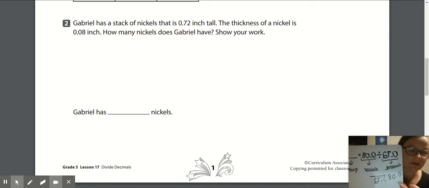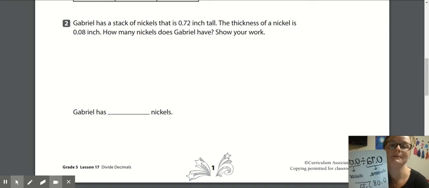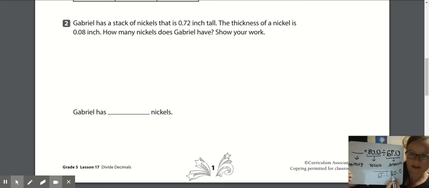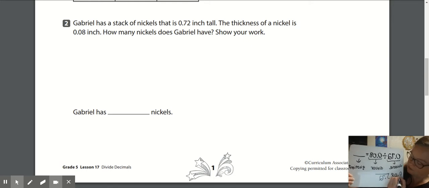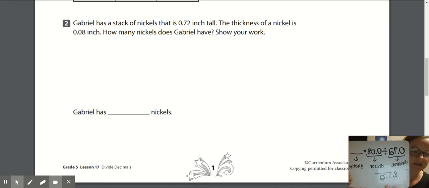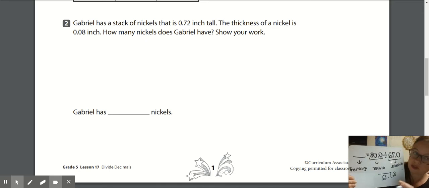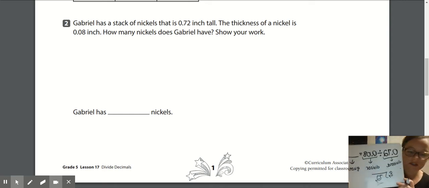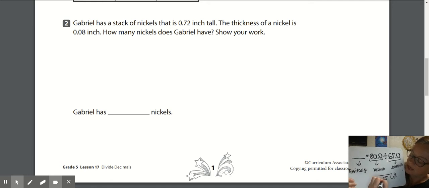The first step is I want to make my divisor a whole number by moving my decimal point using place value. So right now it's in the hundredths place value. If I move it over 2 times, it now becomes 8 wholes. So if I move it a total of 2 place value spots, I'm going to do the same thing to my dividend inside of my bracket. 2 place value spots. 1, 2. So now that becomes 72 hundredths. The next step is my decimal point goes straight up to the top for my quotient.